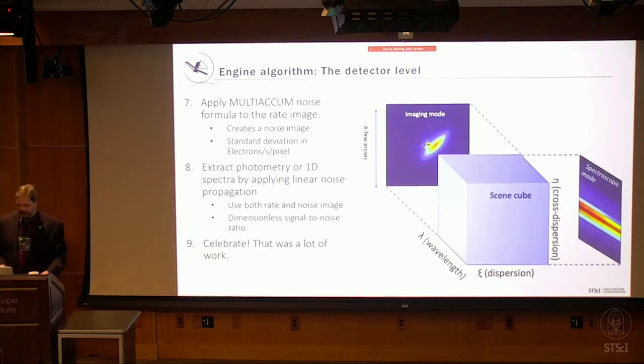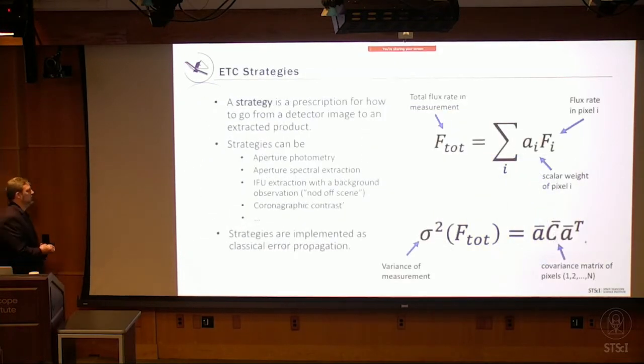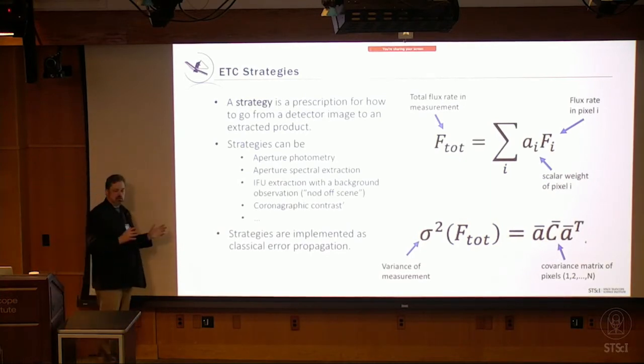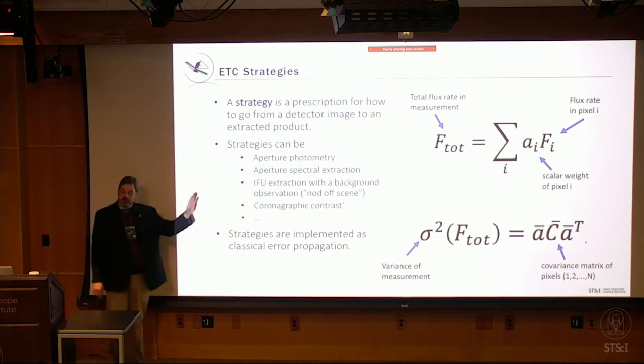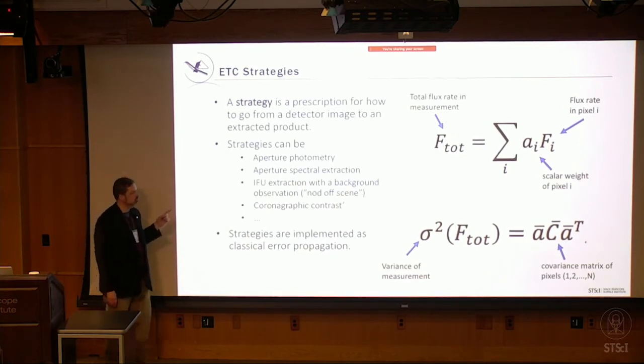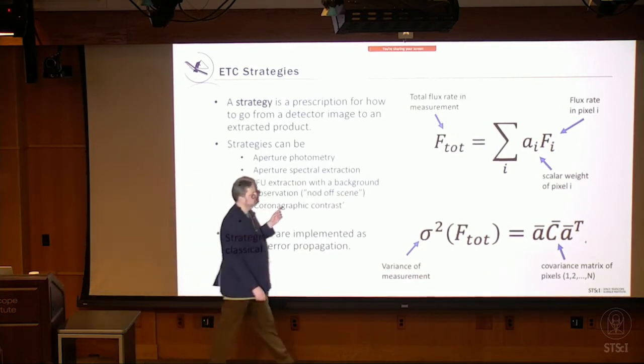All right. So let me talk a little bit about the strategies here. So we've very briefly talked about how you add numbers together once you have your detector plane in order to get your final signal to noise. So when you see the word strategy, and this is something you actually see right in the user interface, what that refers to is this formula here.